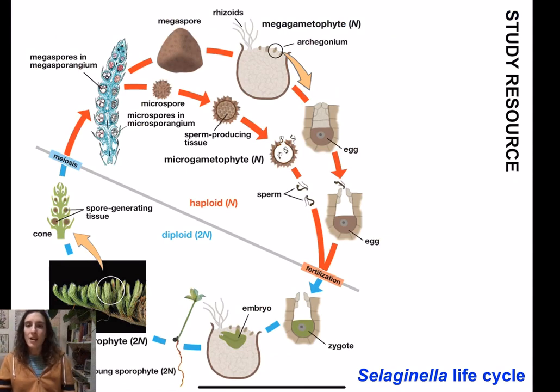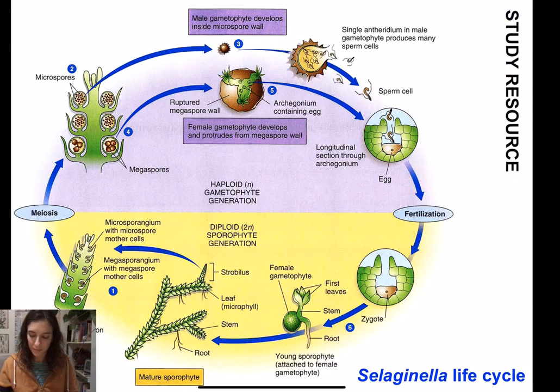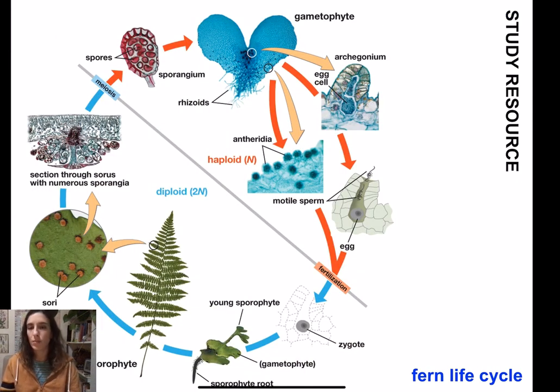And here are your little study resources. Feel free to pause this, download the PDF, do whatever you've got to do. There it is again, the same Selaginella life cycle, heterosporous. And then there's your example of a homosporous life cycle. But remember, Lycopodium is also homosporous. And so is Equisetum.